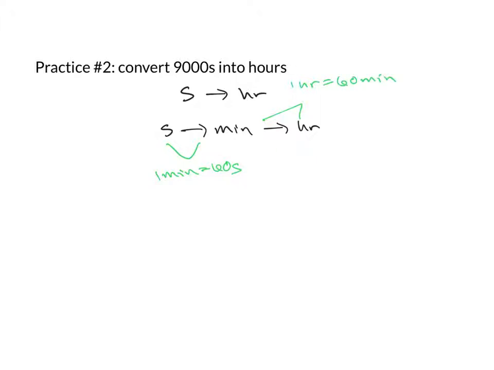So to take your 9,000 seconds and convert them into hours, we'll set it up so that you can divide by 60 seconds and multiply by 1 minute. And then to get rid of the minutes, we will set the minutes up in the bottom, 60 minutes, and 1 hour in the numerator. So if you take your number 9,000, multiply it by 1, multiply it by 1 again, and then you take that quantity and you divide it by 60 times 60, that would get you the right answer.